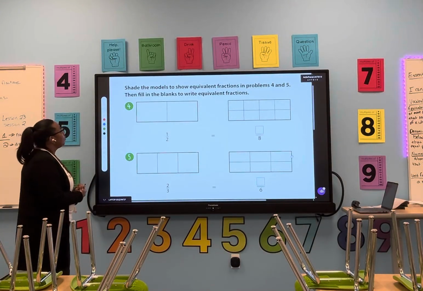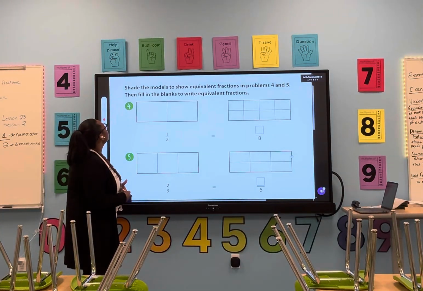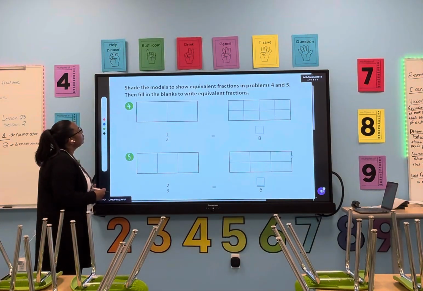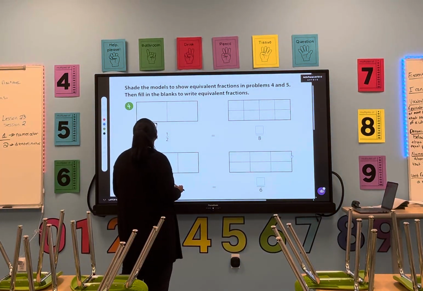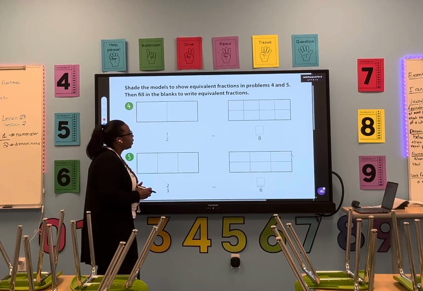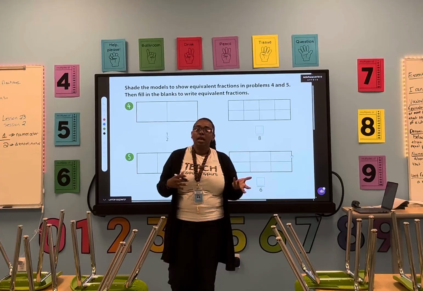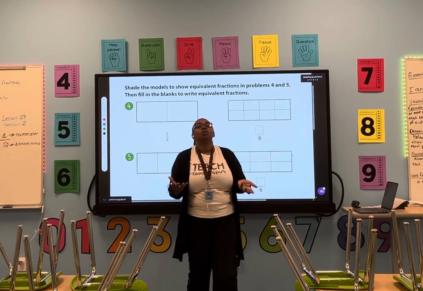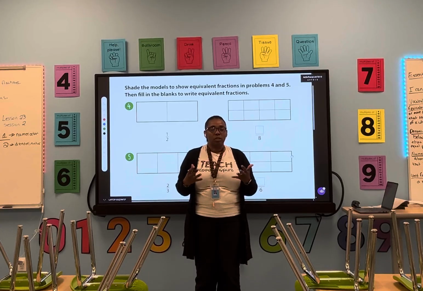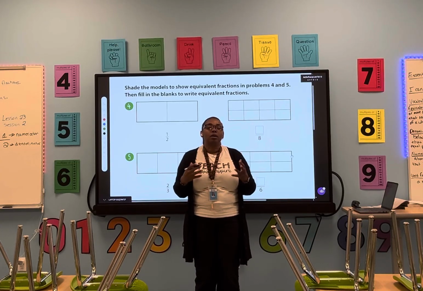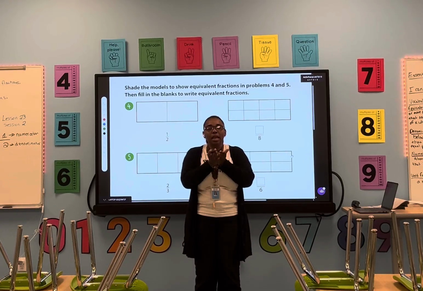So, number 4, this is the back side of that sheet, page 504, and it says, shade the models to show equivalent fractions in problems 4 and 5. Then fill in the blanks to write equivalent fractions. And believe it or not, I still had some kids that said, Ms. Newman, what does the word equivalent mean? And equivalent means equal. It's in the name. Equivalent, equal, same amount. Equivalent means the same amount.